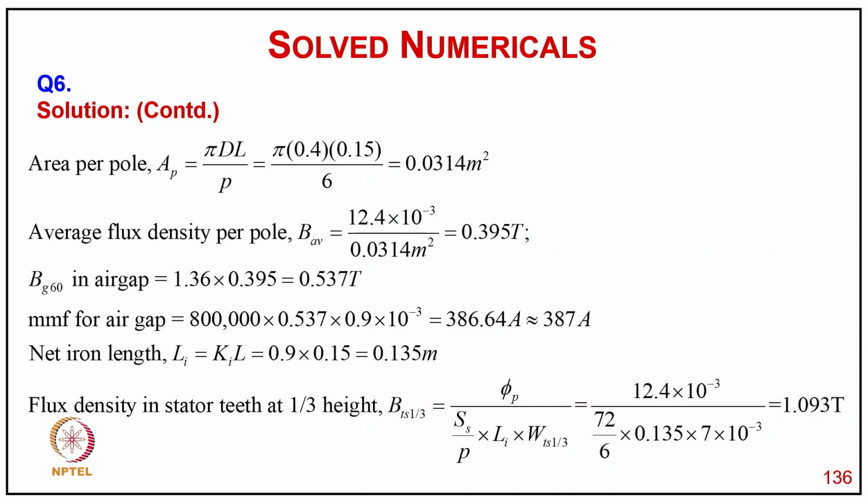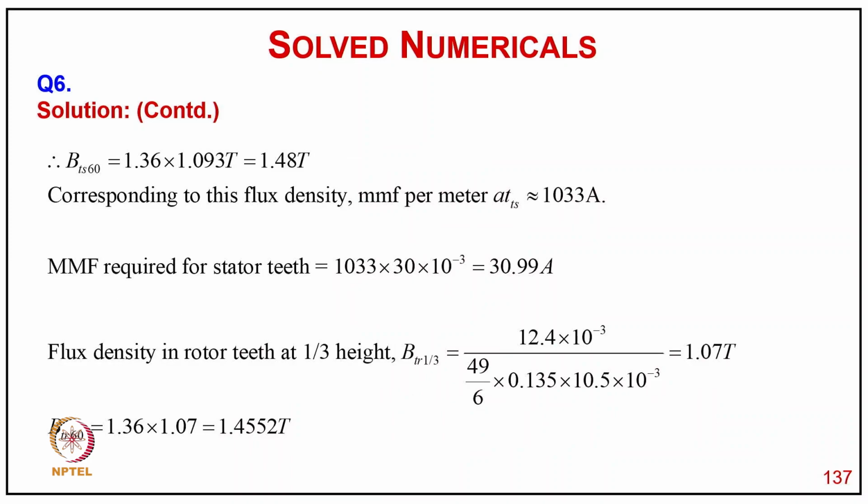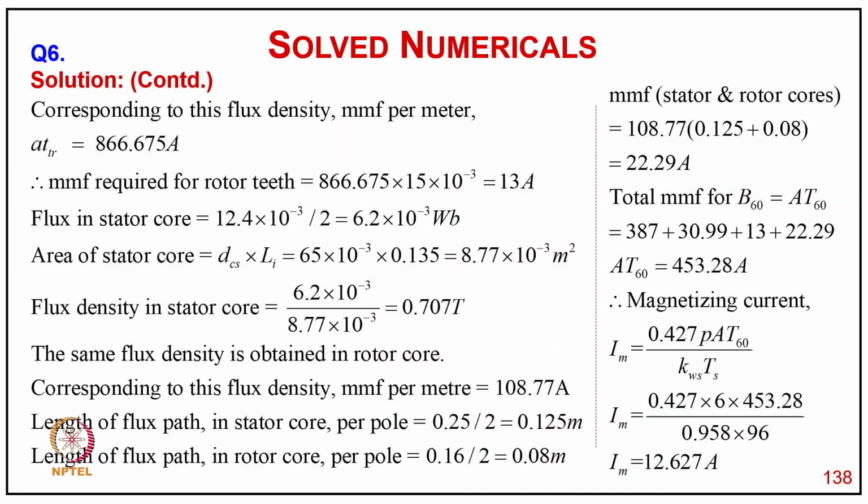The flux density in teeth at one-third height is phi P upon SSP Li into W, so it comes to 1.093 Tesla. We see BTS comes to 1.48. For the corresponding flux density, the MF per meter, ATS, is 1033. So the MF required for stator teeth, this into the length, comes to 30.99 ampere. The flux density in rotor teeth is calculated as 1.07, so BTR is 1.455 Tesla. Getting the MF per meter from material property, ATR, it's 66.683. The MF required for rotor teeth will be this into the length of magnetic path in the rotor teeth, and the total MF required comes to typically 13 ampere.